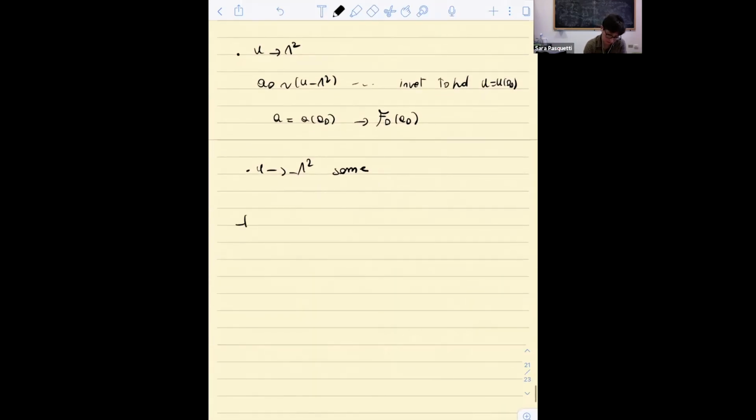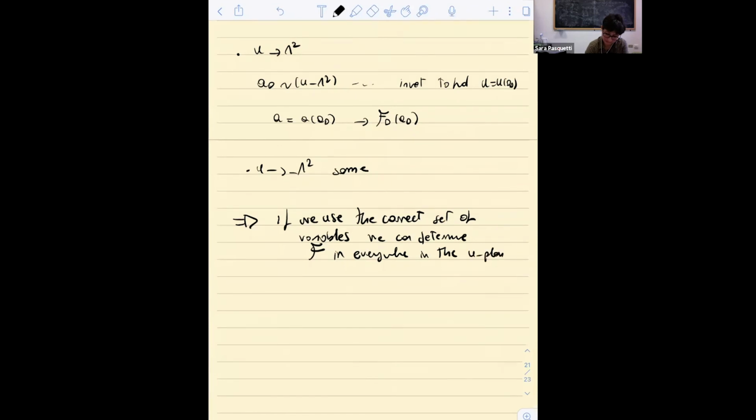So if we use the correct set of variables, we know we can determine F everywhere in the U plane. But you cannot use the same set of variables, meaning the same physical description, everywhere in the moduli space.